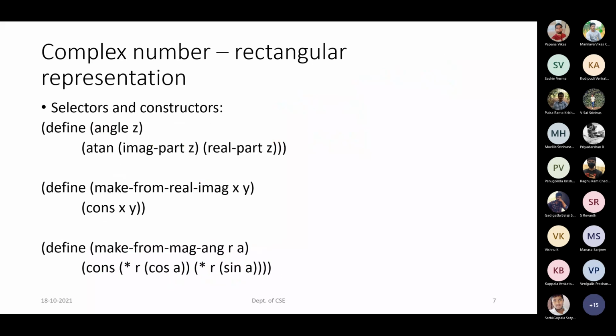Similarly, if it is the angle, we have to apply arctan. As I said, we have a built-in procedure called ATAN, so that will be applied. And in ATAN we were passing y by x, right? So y, which is nothing but the imaginary part.